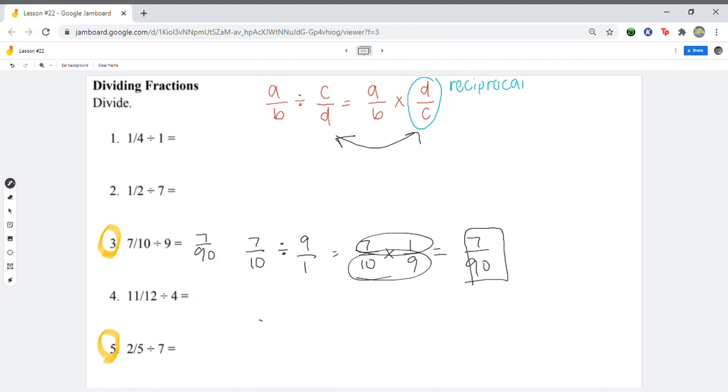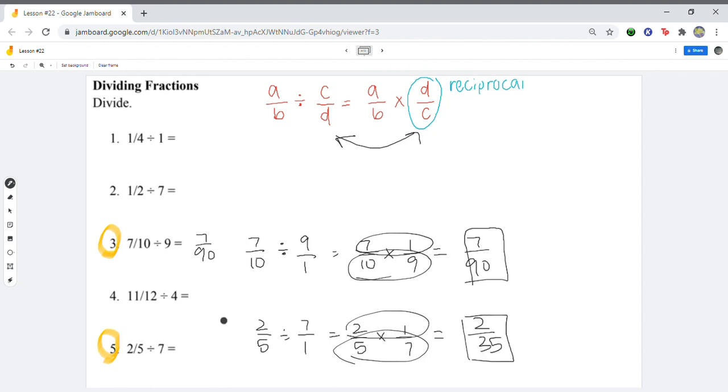Now we're going to do 2 over 5 divided by 7 over 1. The reason why I put it over 1 is for you to be able to visualize the reciprocal. So this is the same thing as 2 over 5 times 1 over 7. Simple enough, and we're just going to multiply across. 2 times 1 is 2, 5 times 7 is 35, and this is simplified all the way, so your answer should be 2 over 35.